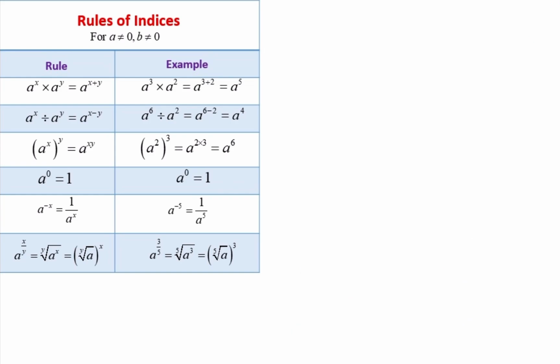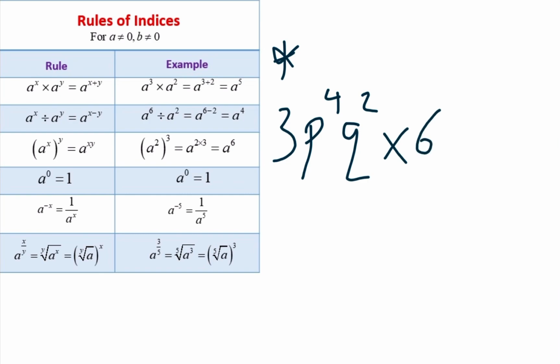So why do we also use this? Because questions though can turn out to be like this. So I can do 3p^4q^2 times 6p^2q^5. So because it's multiplication, we go back to the first law that we've used.